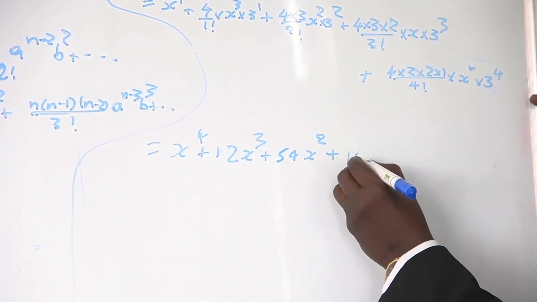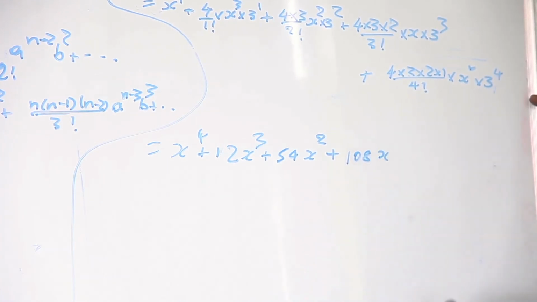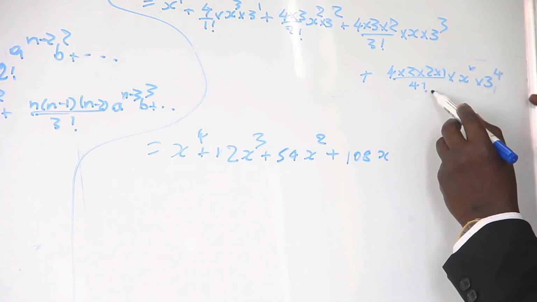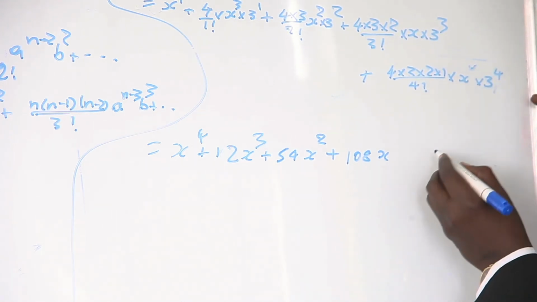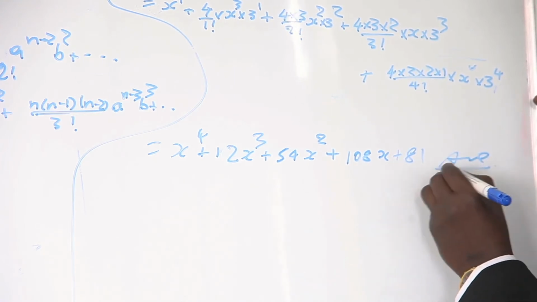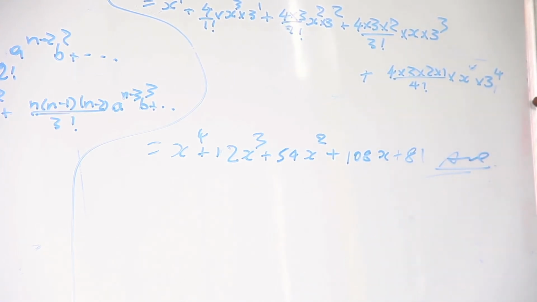That is 108x. Then here we shall be having 4 factorial cancels. This is x^0. So this is plus 81. That should be the answer to that.